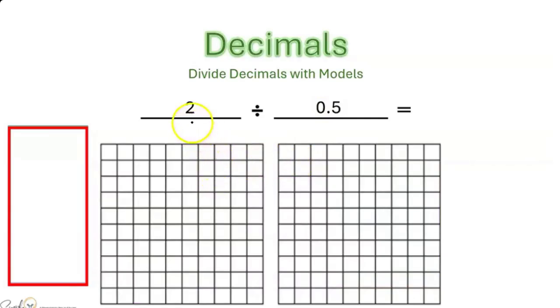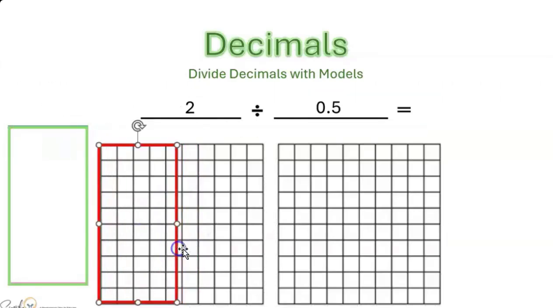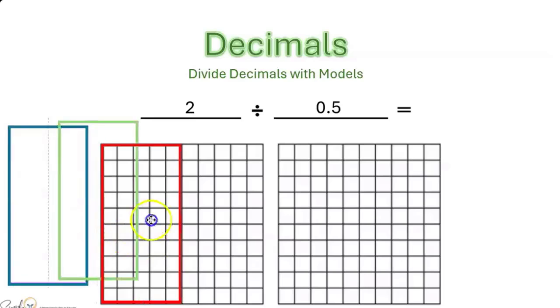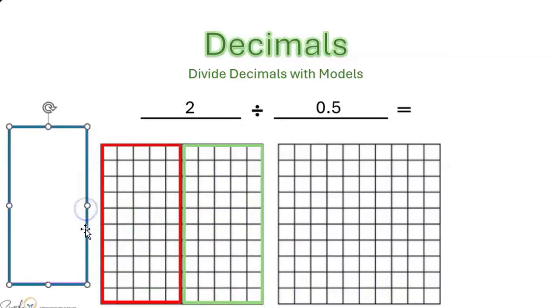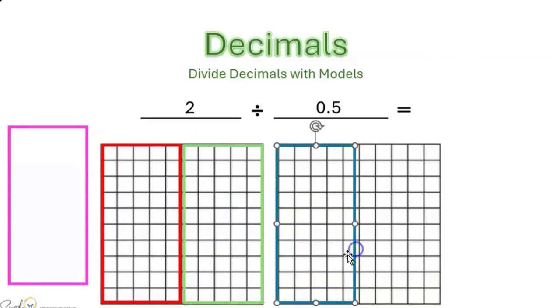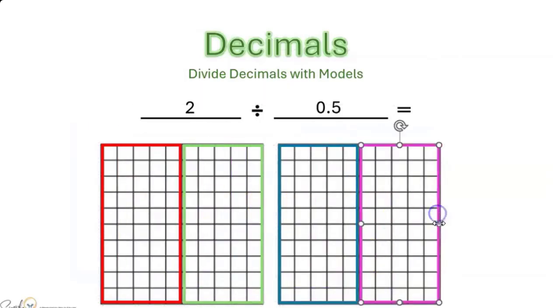So here is an example of 2 divided by 5/10. So we have 2 wholes here, okay? Now 5/10 is half of it, right? Because there's 10/10 in each one. So if I move, there's 5/10, there's 5/10, here's another 5/10, and we have to do the same thing to the other one because we have to cover 2 wholes. And here's another 5/10. So how many 5/10 did it take to cover 2 wholes? 1, 2, 3, 4. So the answer is 4.